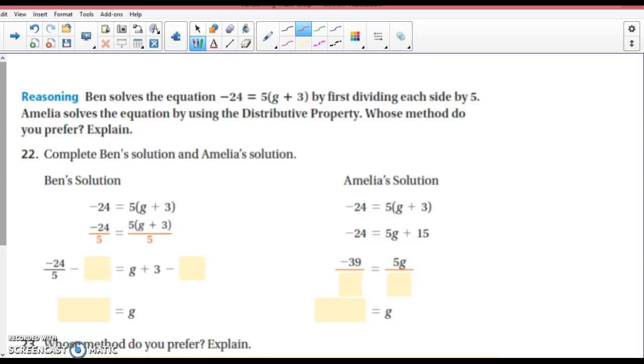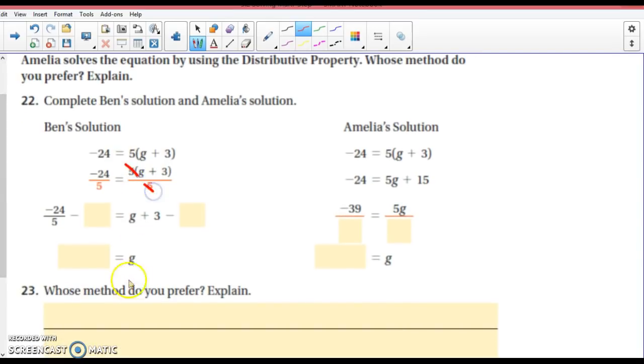All right, now, I want to look at this equation. What Ben did is he looked at the right side and he said, okay, 5 is farthest from the g. He divided both sides by 5. 5 divided by 5 is 1, so I'll have g plus 3 equals negative 24 fifths, which would be negative 4 and 4 fifths. Subtract 3 from both sides, and you end up with negative 7 and 4 fifths.